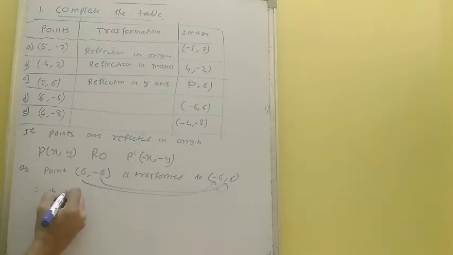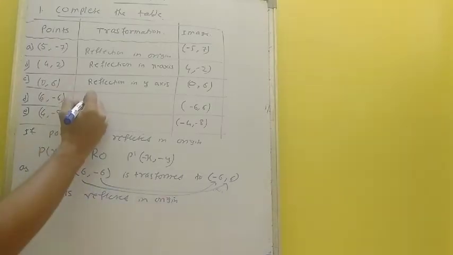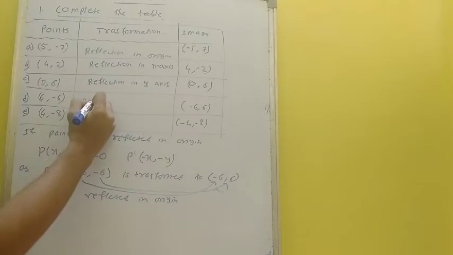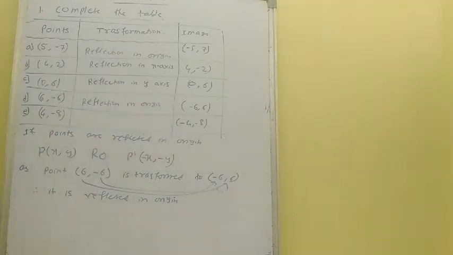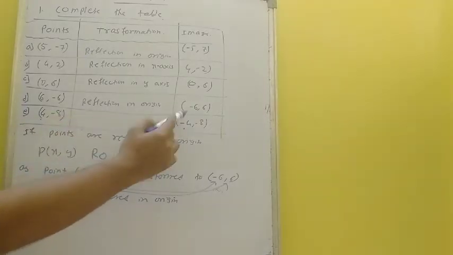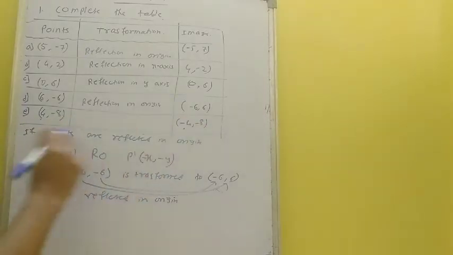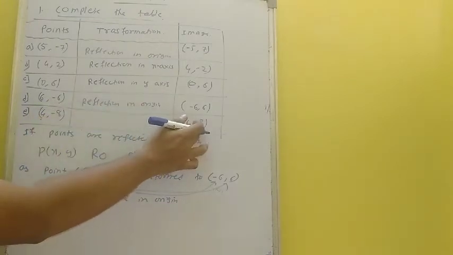Therefore, it is reflected in origin. So I will write reflection in origin. Okay, the last one I will not write it, just see it. 4 has become -4 and -8 is as it is.